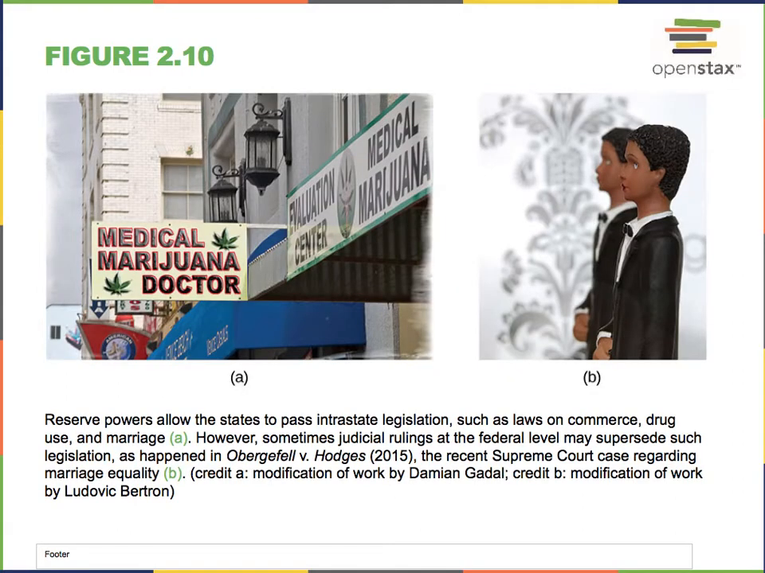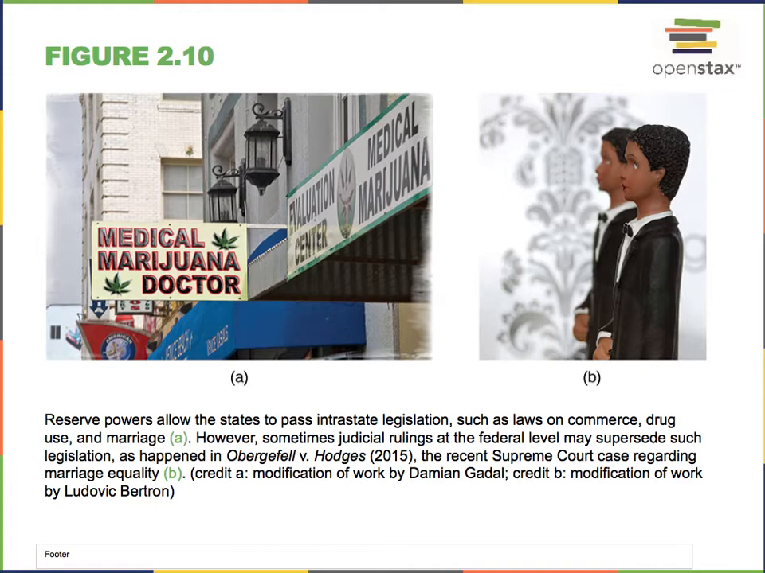So what about states' rights? We ended up with a pretty powerful federal government. States' rights have varied over time. It's an interesting experiment in government in that states can pass legislation such as laws on commerce, drug use, and marriage. But judicial rulings at a federal level may supersede such legislation. So I'm going to mispronounce this, Obergefell versus Hodges in 2015, which is a Supreme Court case that established marriage equality.